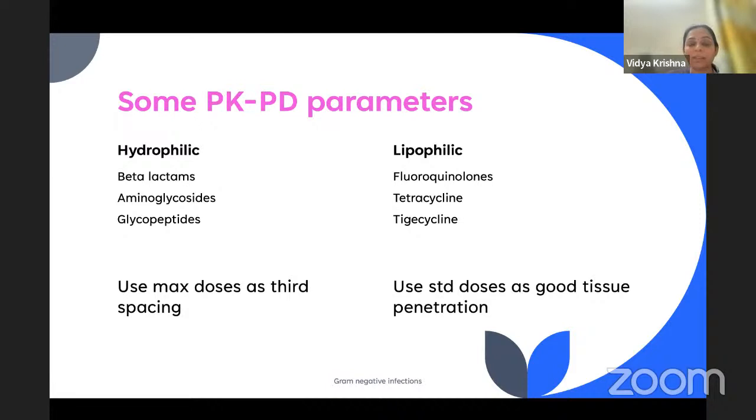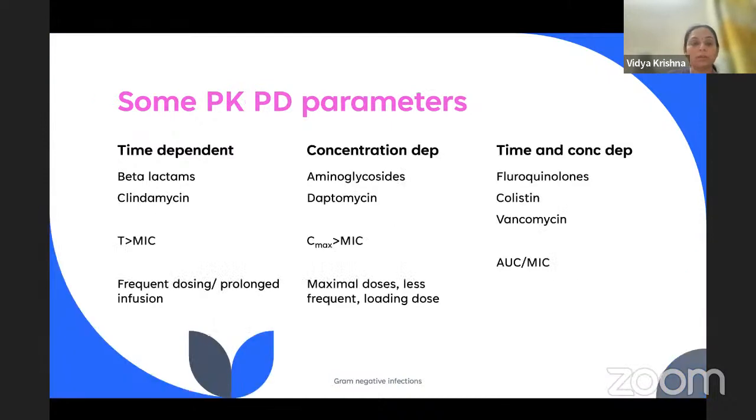So again, remember some PKPD parameters are very important, especially when dealing with sepsis. Some antibiotics, your beta-lactams, are hydrophilic, so you will have to use maximum doses because there is a lot of third spacing that happens. Whereas if you're having a lipophilic antibiotic, like say tigecycline, it has very good tissue penetration, so you can use your standard doses. You don't have to worry too much.